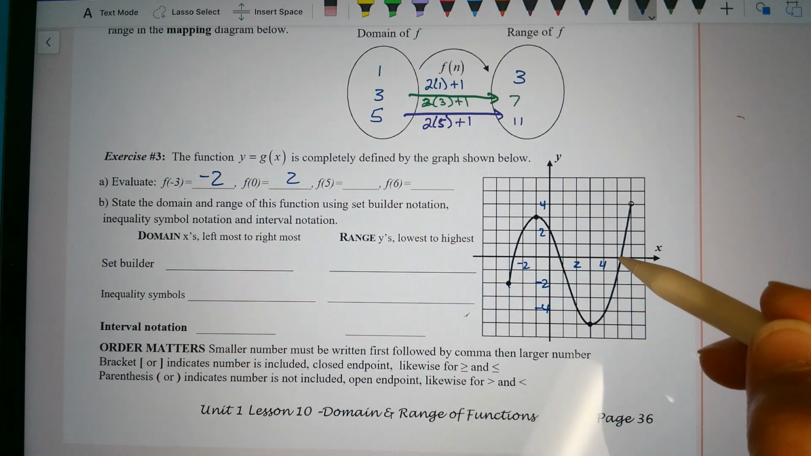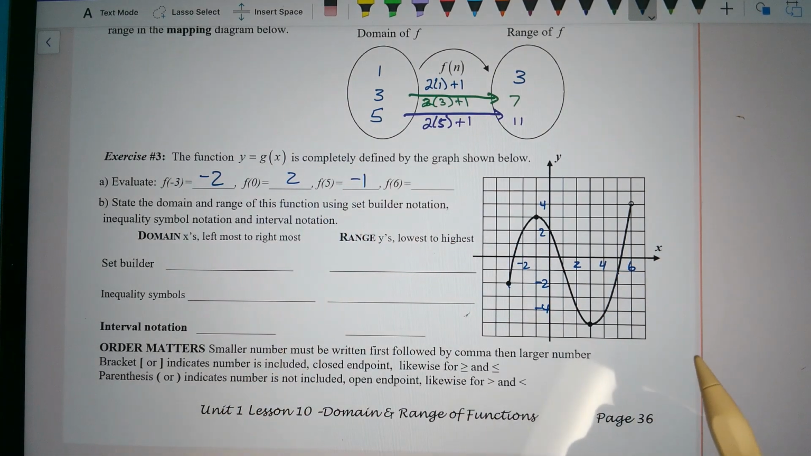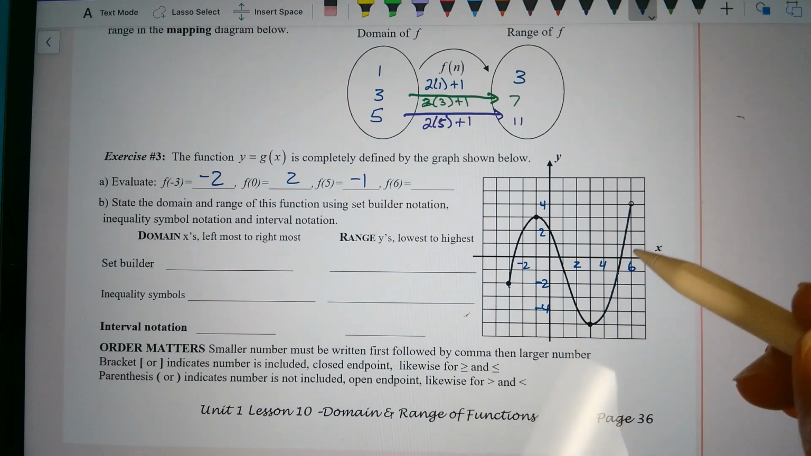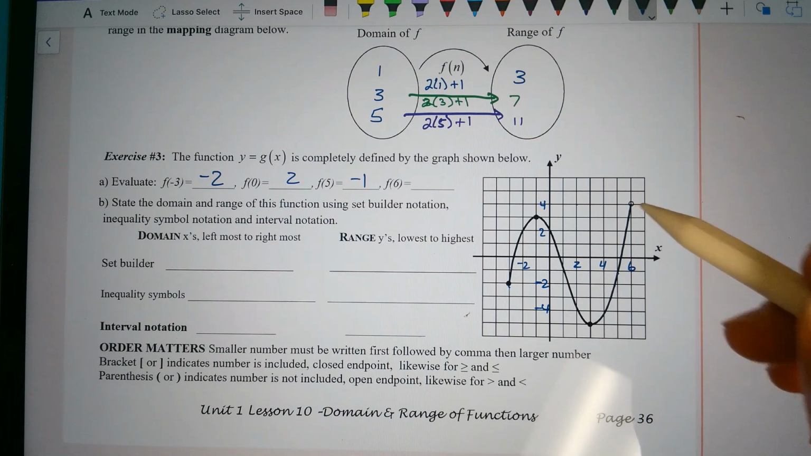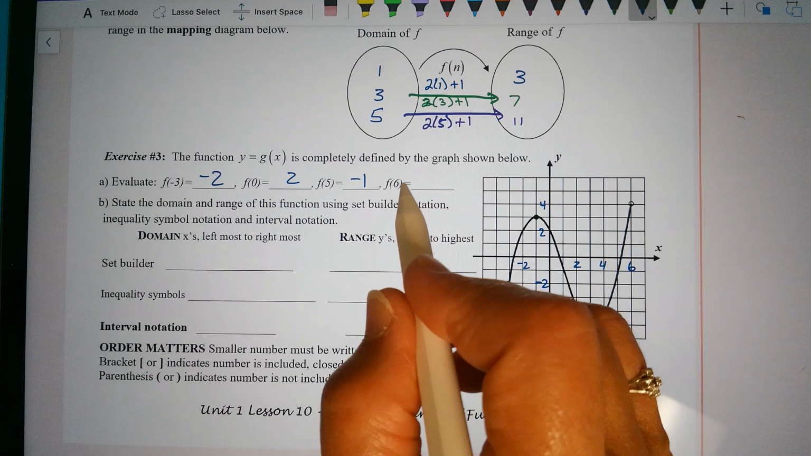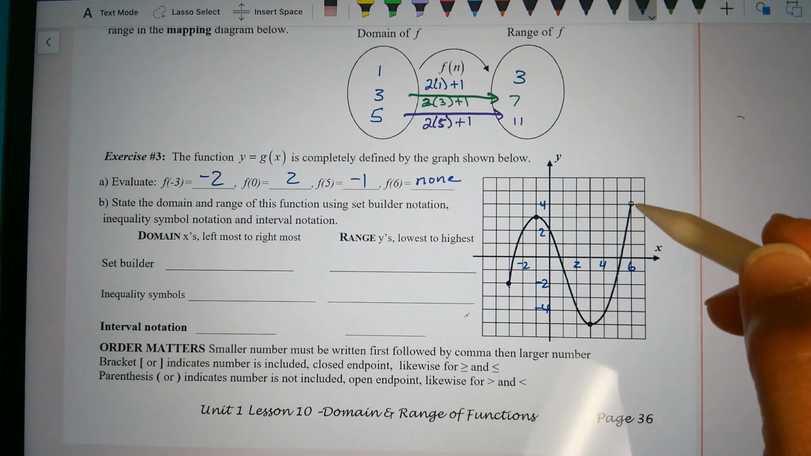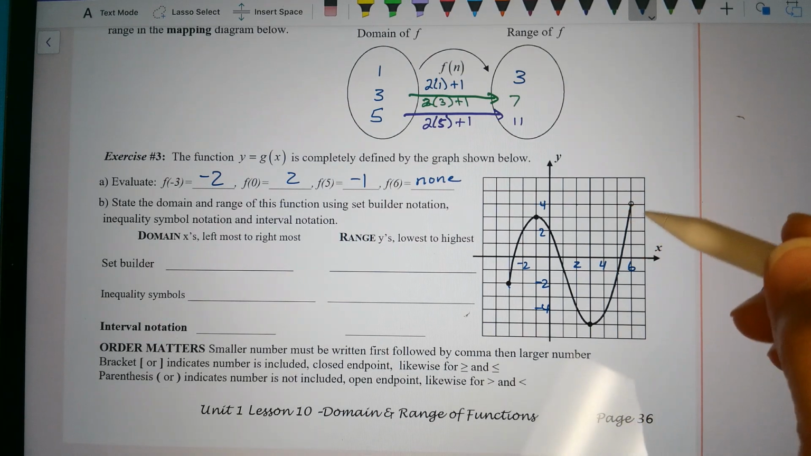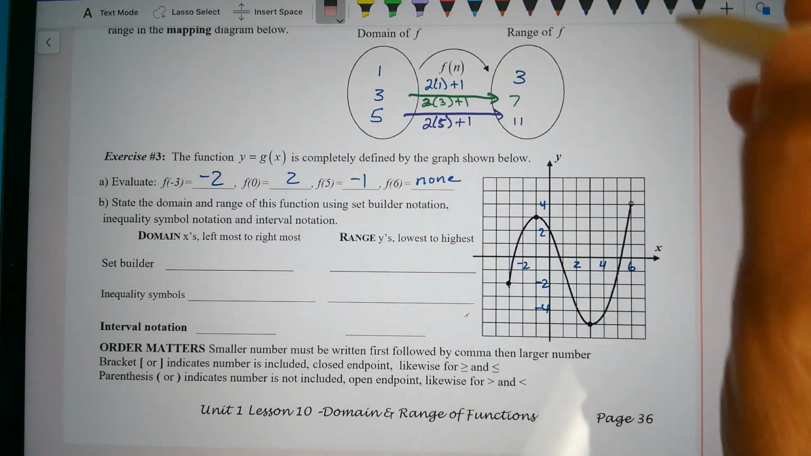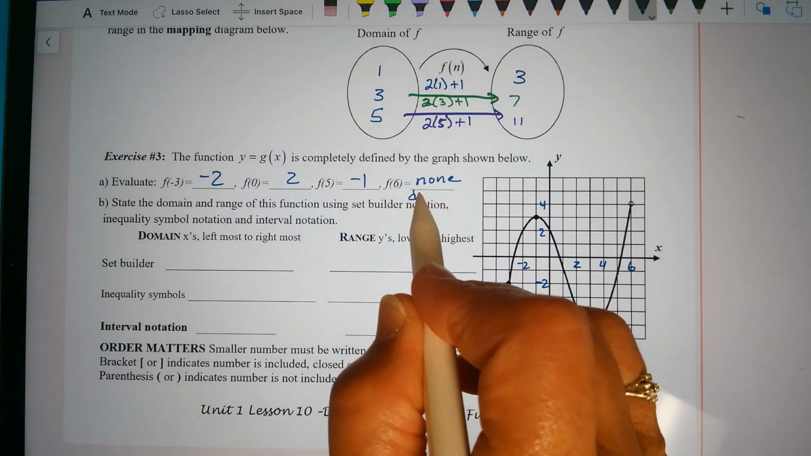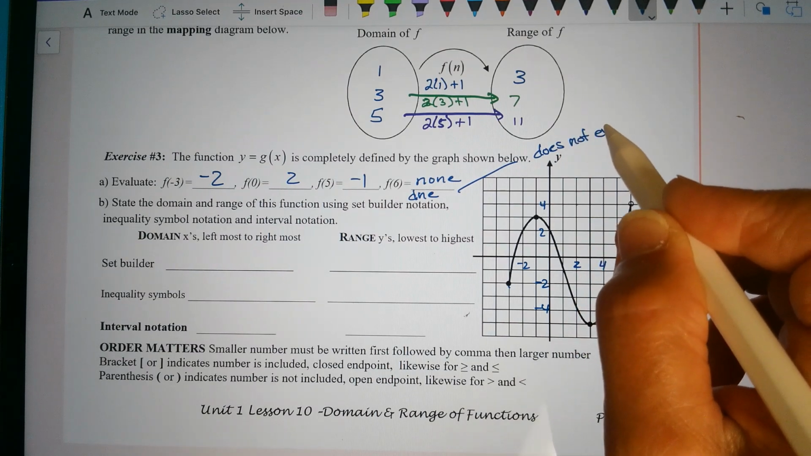F of 5, an input of 5 on our graph, we're here at negative 1 for an output. And f of 6. We have an open circle there, so there is no output. F of 6 does not exist. That means that this point is not included. An open circle, none. Does not exist. DNE stands for does not exist.